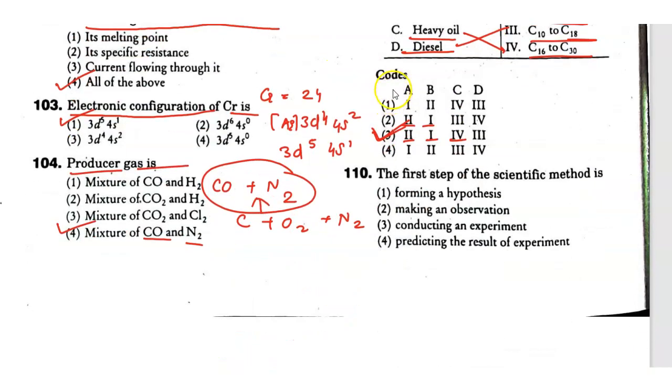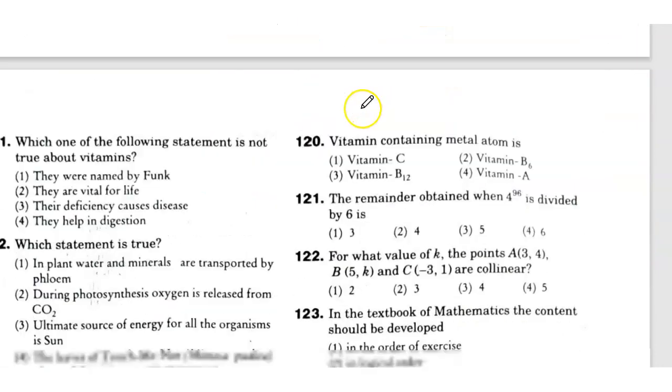Next is 110. The first step of the scientific method is forming a hypothesis, making an observation, conducting an experiment, or predicting the result of an experiment. So the correct answer is option second, making the observation. The scientific method is the way to ask and answer scientific questions by making observations and doing experiments. So that's why the correct answer is option second.